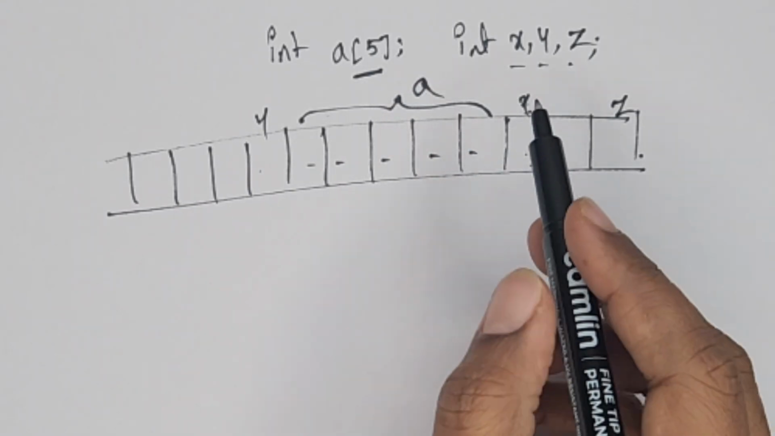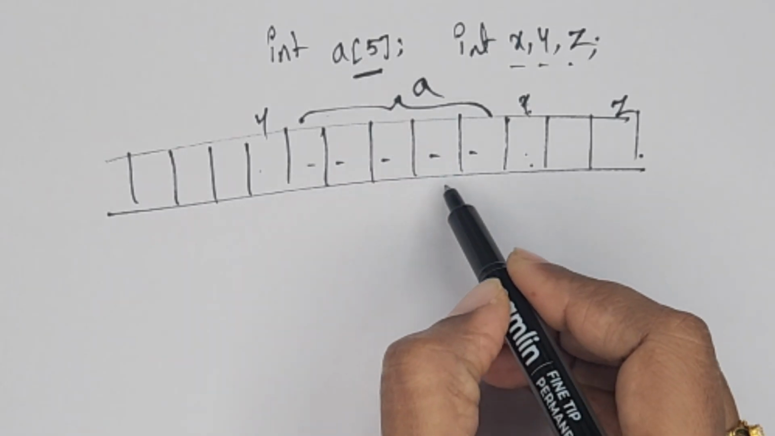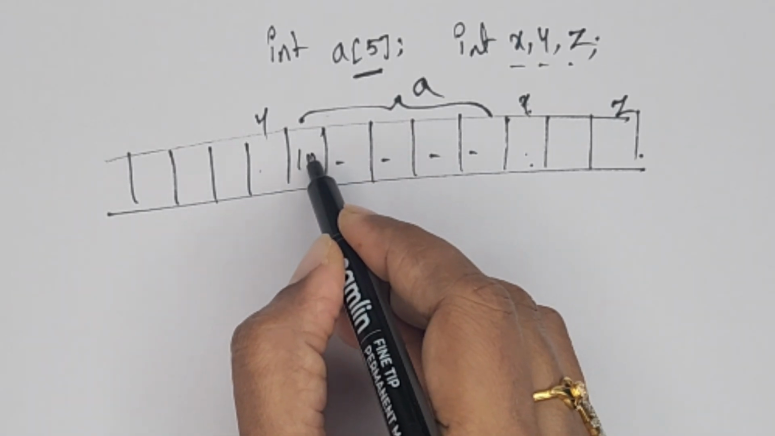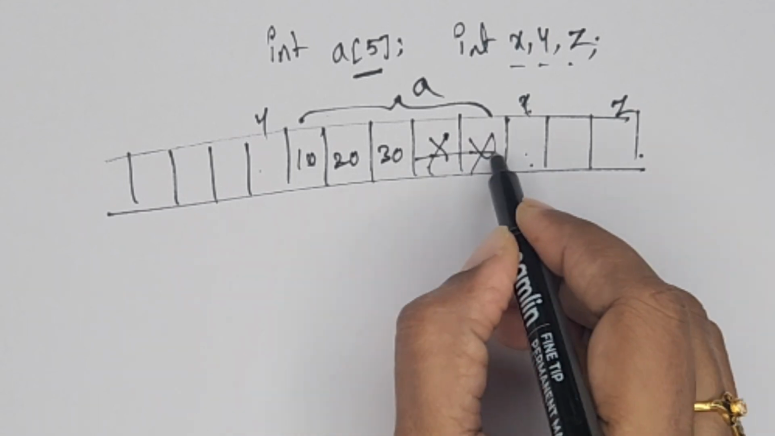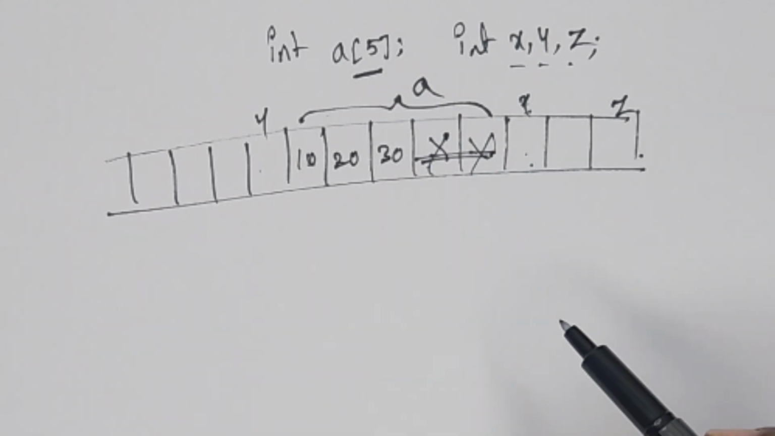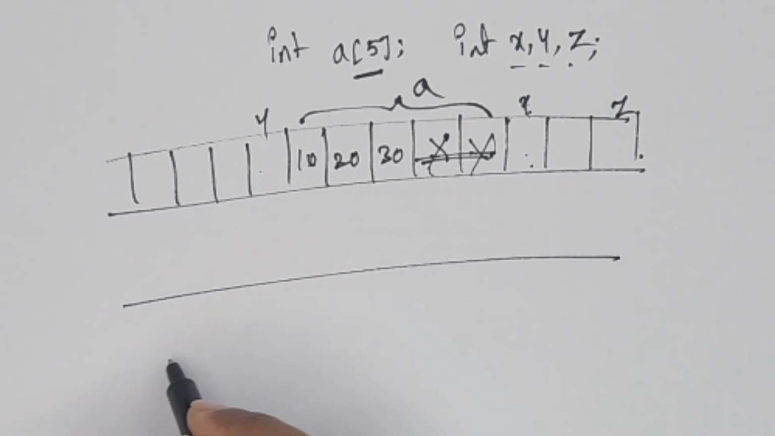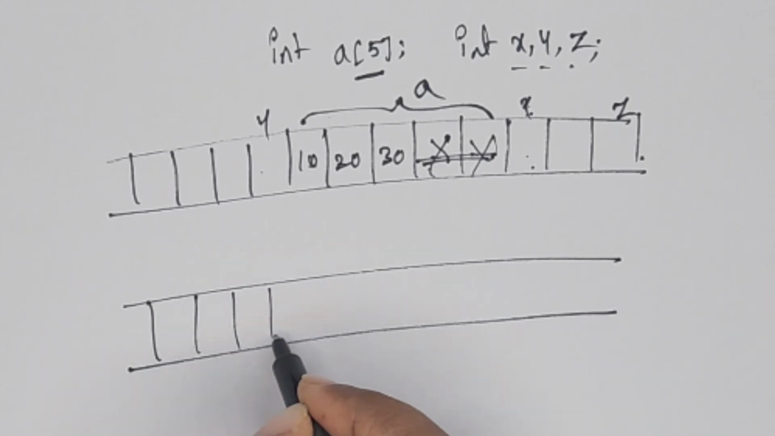And one more thing: if I allocate memory for 5 elements but I am going to store only 3 elements, then the remaining memory will be wasted. This is the basic disadvantage of an array. So we'll see one more example.